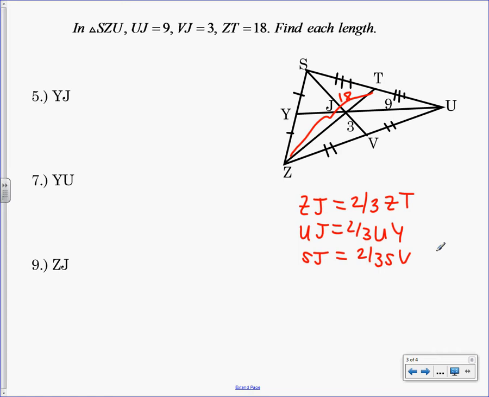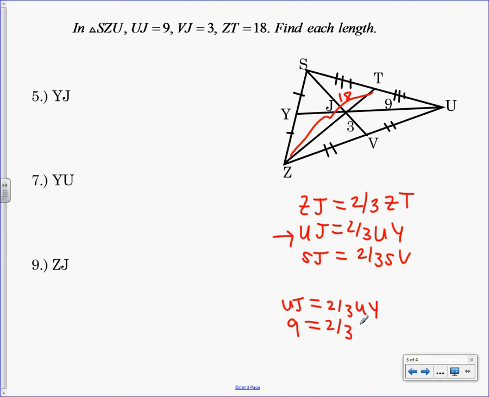down. Okay? So question 5 says find YJ. Well, which equation, the first, the second, or third, may help me? Probably the second one, right? That one has a Y and a J in it. Okay, so it's probably that one. So UJ equals 2/3 UY. So if I look at my picture, UJ is what? 9. So I'm going to fill that in.